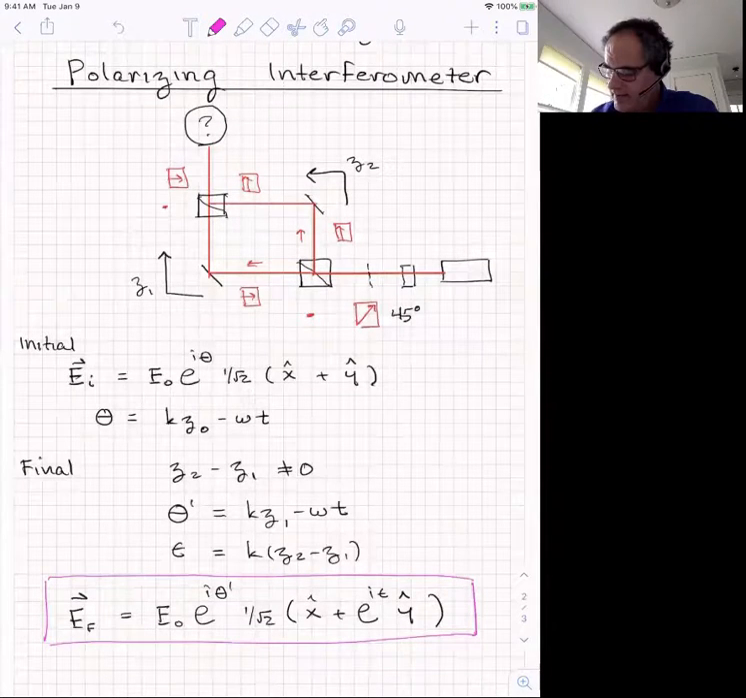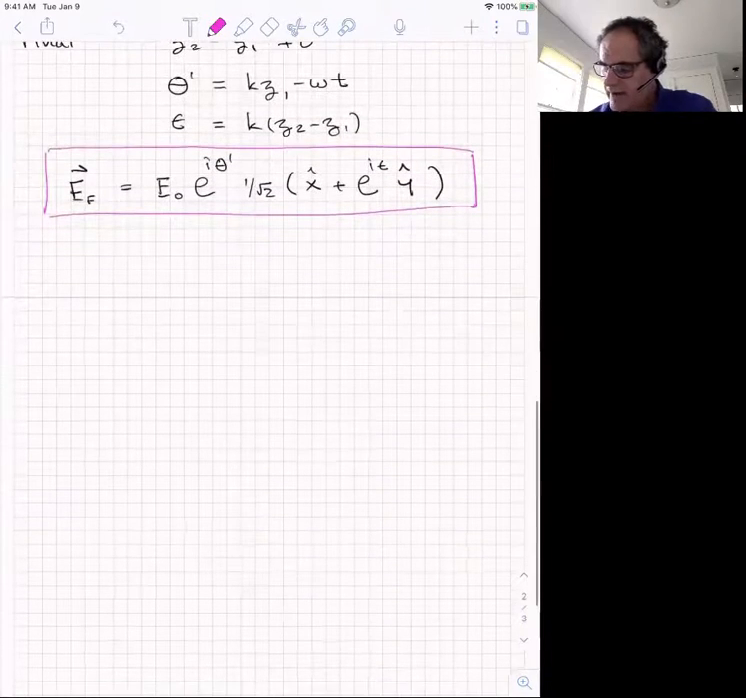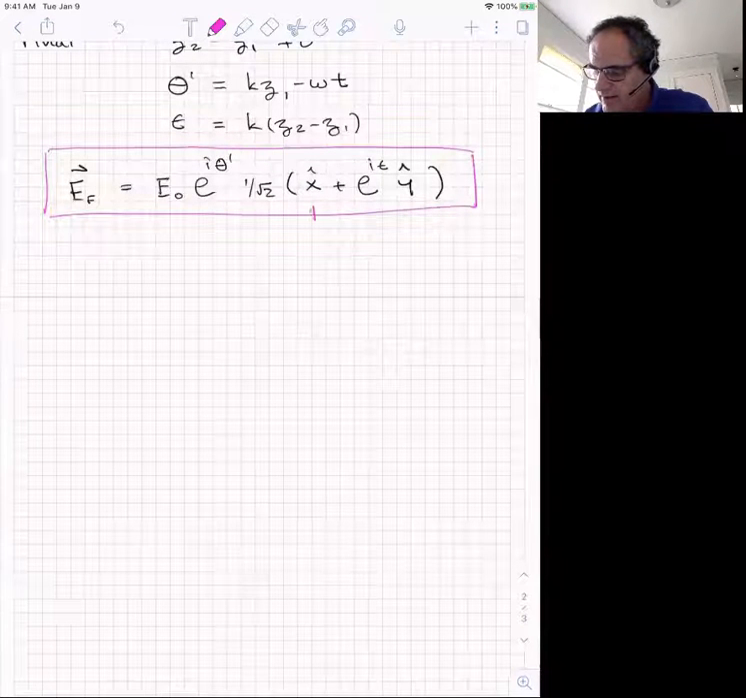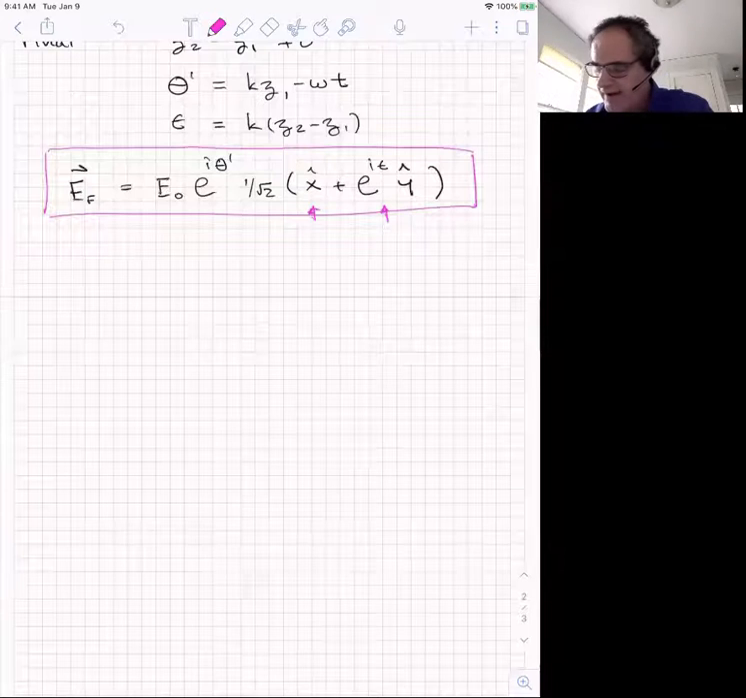So it looks a little complicated, but don't be worried. All it's telling us is that when the beams recombine, the x component and the y component are no longer perfectly in phase. Instead, the y component is shifted back by a certain amount corresponding to a phase shift of epsilon. Okay?